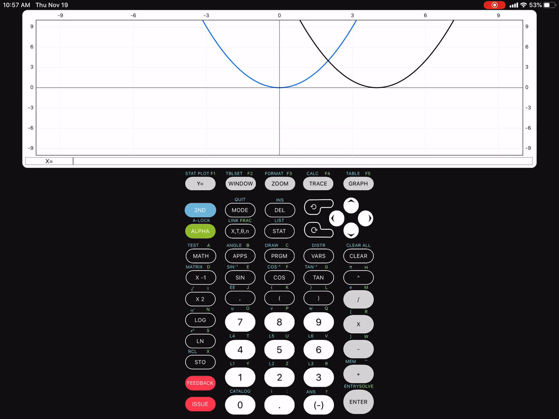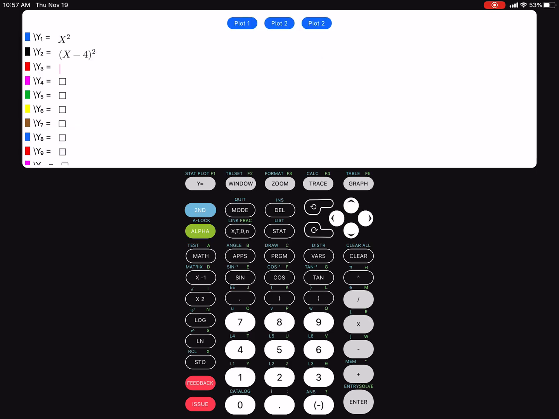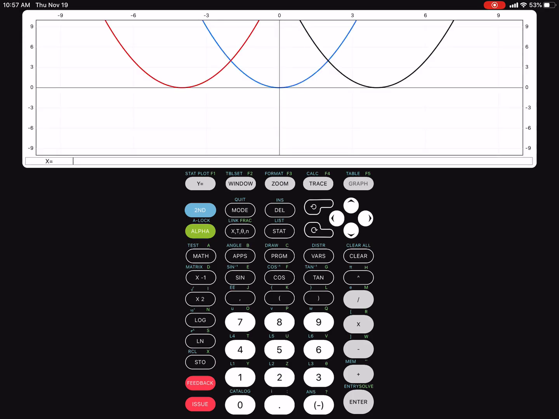Now this calculator does not do as good of a job of showing you how many units, so I'm going to go ahead and tell you that this has been shifted to the right 4 units. Well, what would happen if I changed it to a plus 4? Let's take a look, and this is going to appear in red. Well, what happens is it's going to shift it to the left.